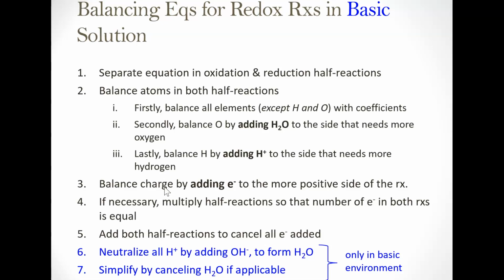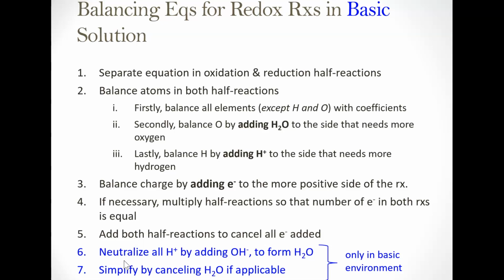The third step is we balance the charge by adding electrons to the more positive side of the reaction. In Gen Chem 1, we only concerned ourselves with balancing equations in terms of the number of atoms, but redox reactions must also be balanced in terms of charge. And we do that by adding electrons. If necessary, we multiply the half reactions by a coefficient so that the number of electrons in both reactions is equal. Then we add both half reactions to cancel the electrons.